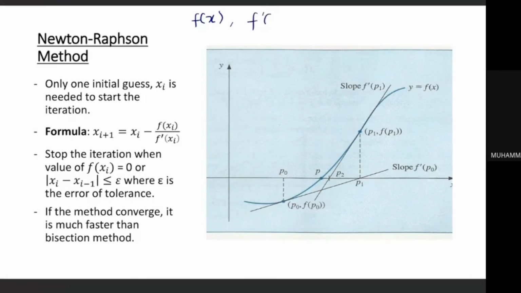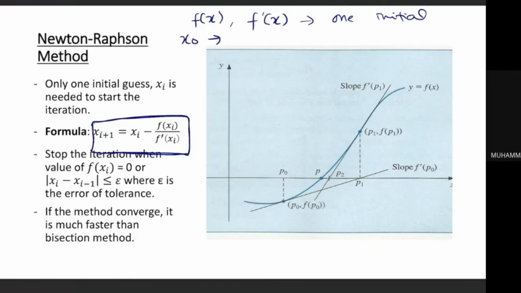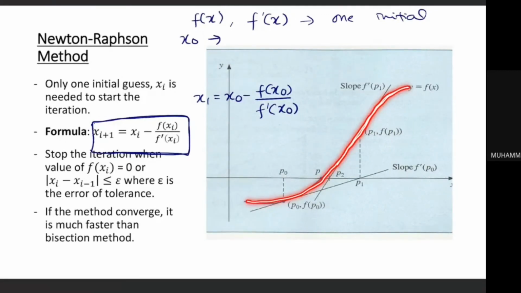Okay. For the Newton Raphson method, you must determine the derivative of f, or f prime, and also one initial value. So from one initial guess, x naught, to determine the next point, you will use this formula. x1 is given by x naught minus f of x naught divided by f prime of x naught.